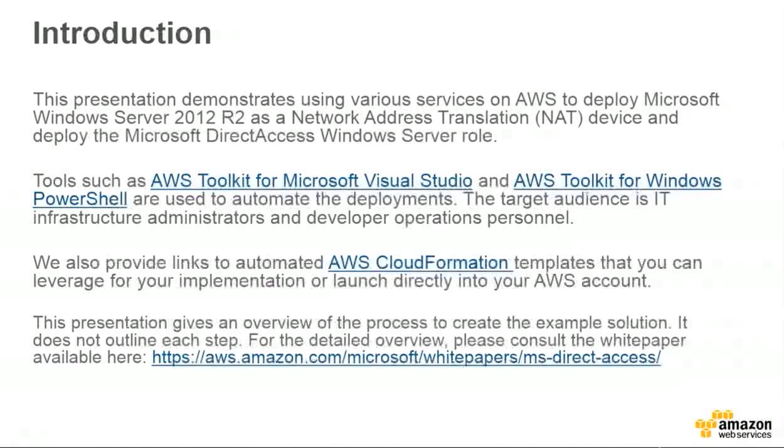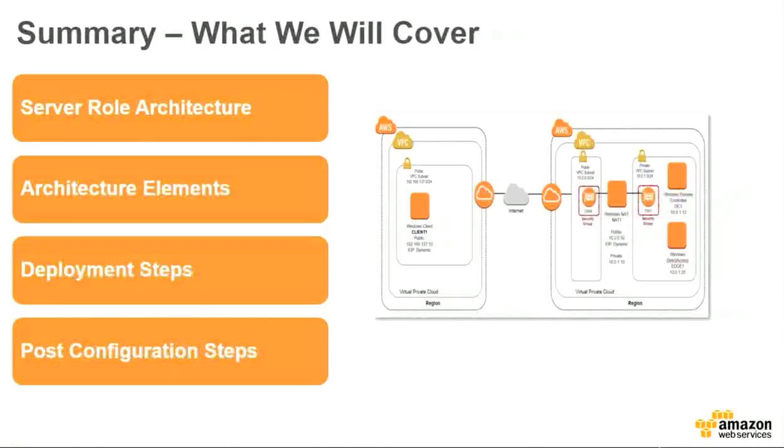We'll start with a broad overview of the server roles that are involved in the architecture. We'll then walk through the architecture elements step by step. We'll show you how to do the deployment and then post-configuration steps. The image that's shown on the right demonstrates the end-to-end solution. We'll be looking at configuring multiple server roles and automating them through CloudFormation and Windows PowerShell.